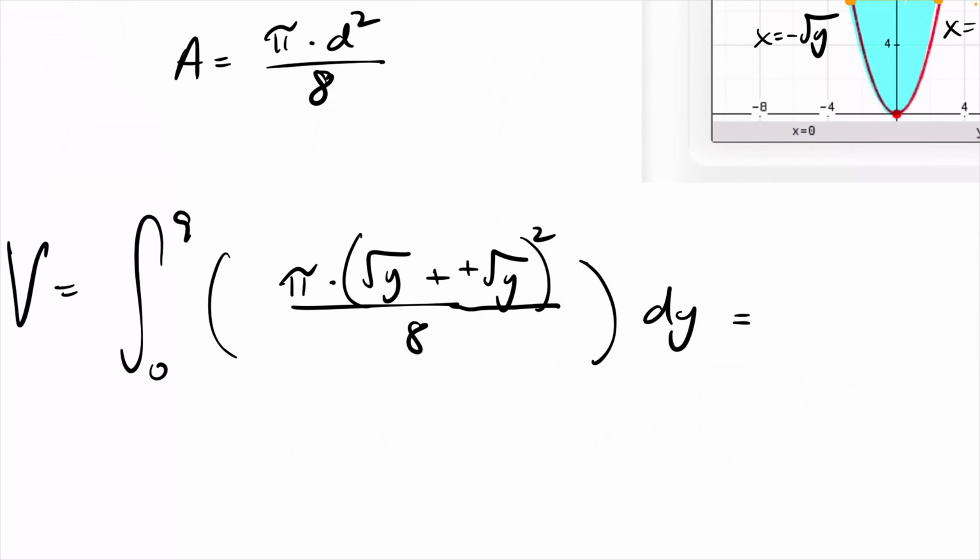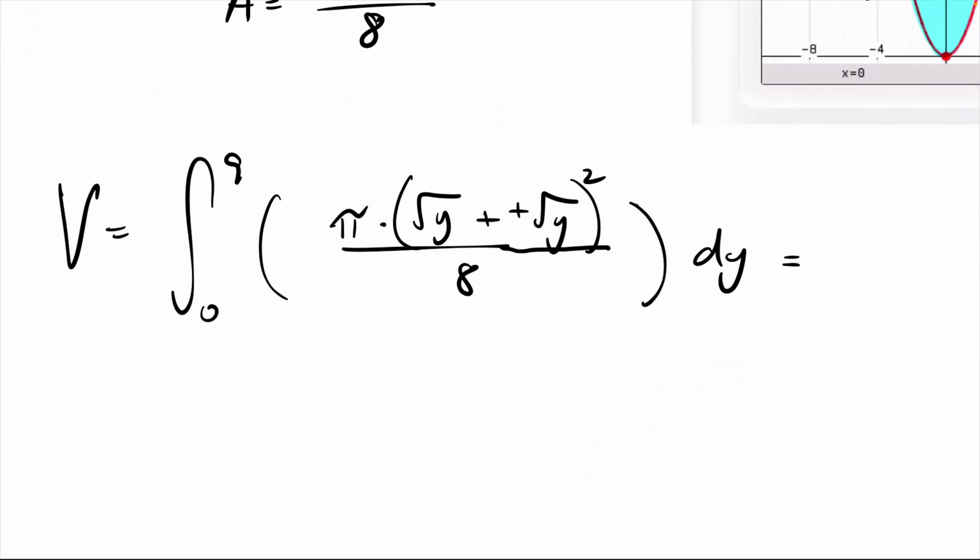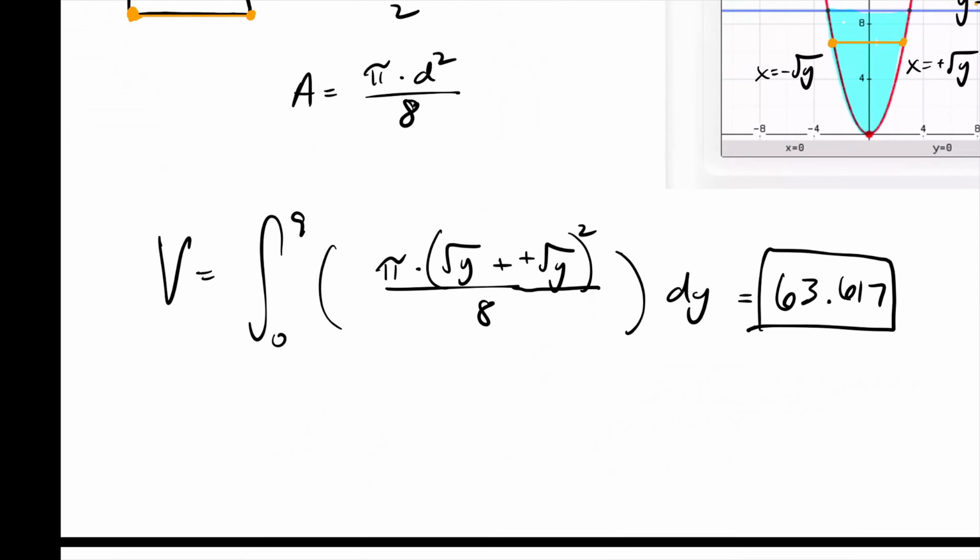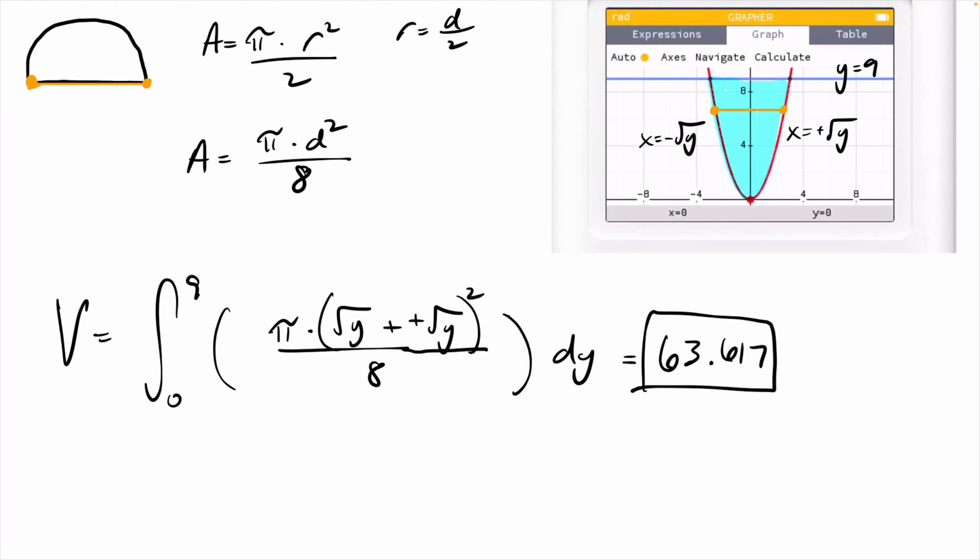But don't we already know what that number is? The square root of y plus the square root of y. Oh, yeah. I got 63.617. Yep, that's what I got. 63.617, yep. Okay. That's essentially what we're doing.